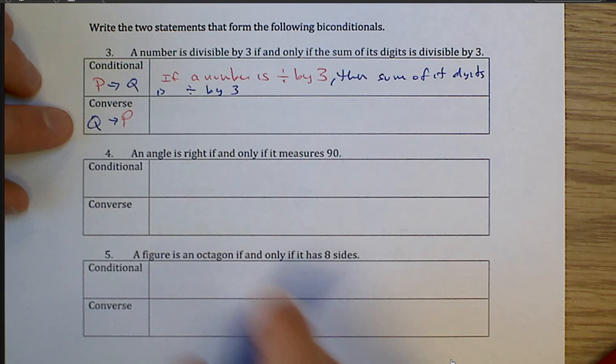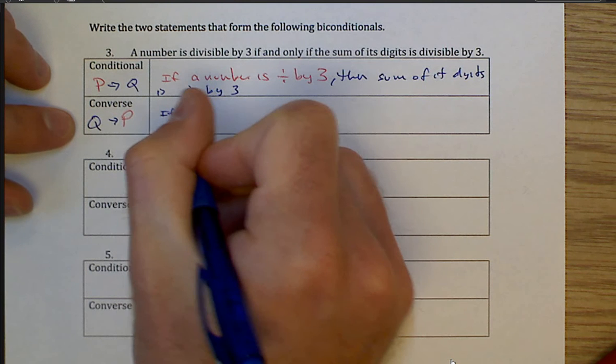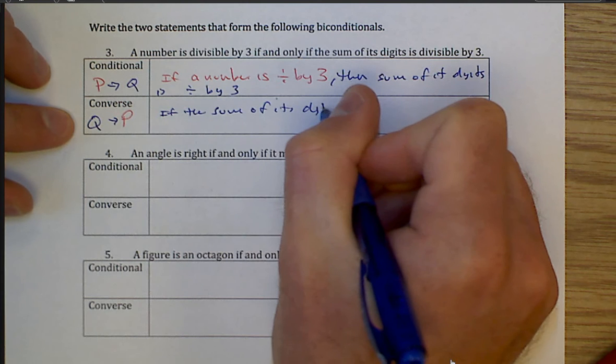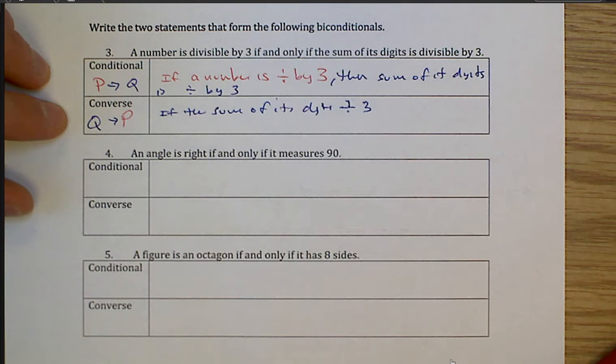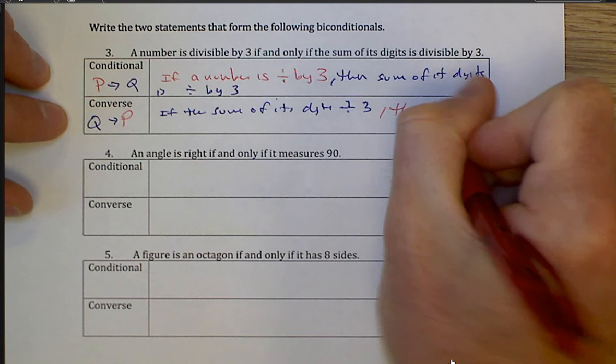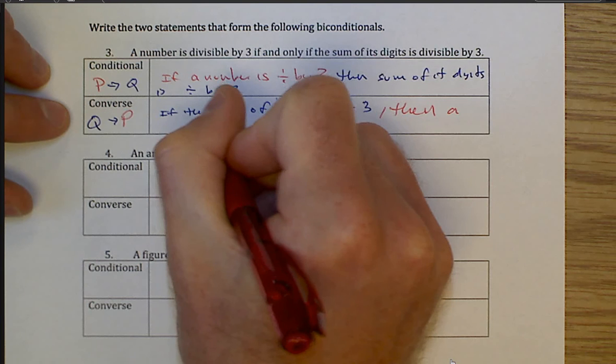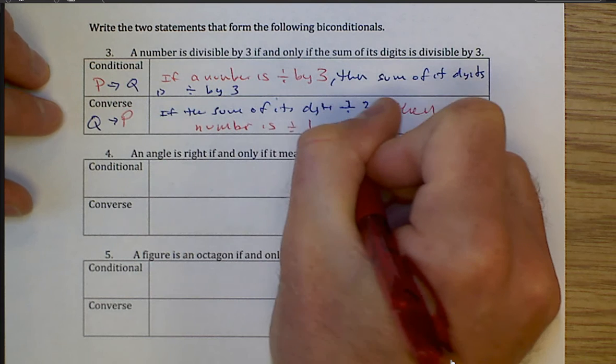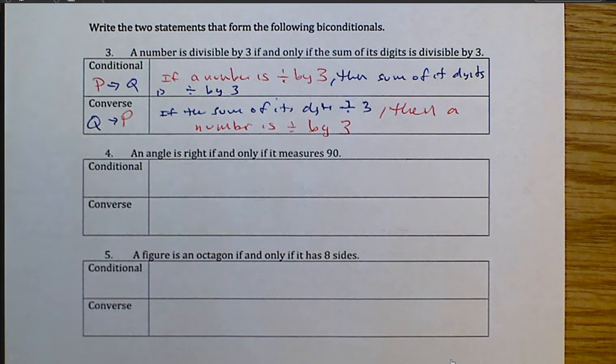The converse: if the sum of its digits is divisible by 3, then a number is divisible by 3. So you're just simply writing the conditional and converse that make up that biconditional. You can go ahead and hit pause and try number 4. We'll stop at number 4. We won't even do number 5. I think you'll get the point after number 4. So go ahead and hit pause, try number 4, and then check back with me.